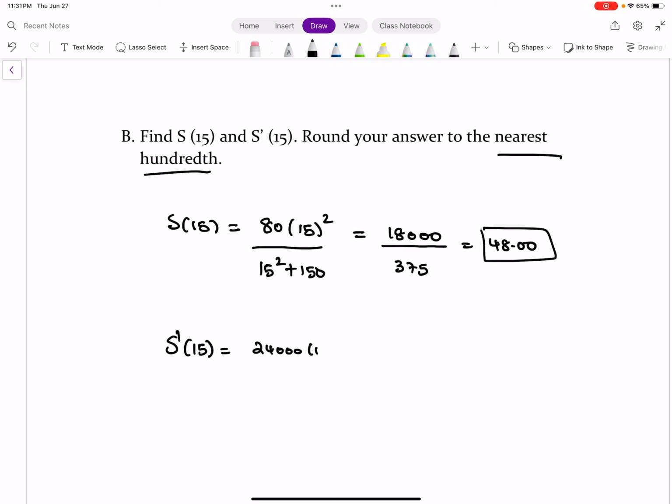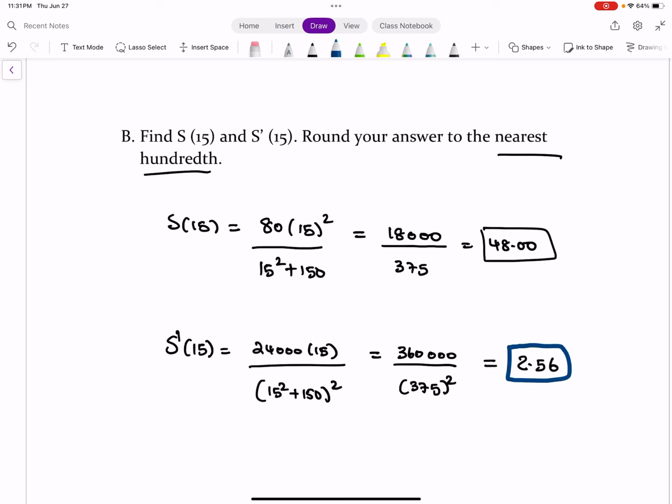All right, the derivative after 15 months is 5,400 multiplied by 15 divided by 15 squared plus 150 the whole square. The top one is 81,000, divided by 375 the whole square, and finally I got the result 2.56. That is the change. In other words, you have to multiply this one by 1,000 and it becomes 2,560.